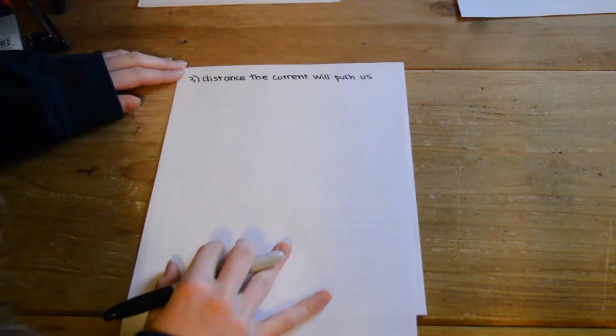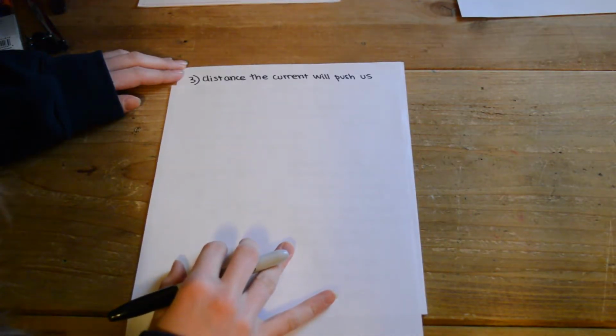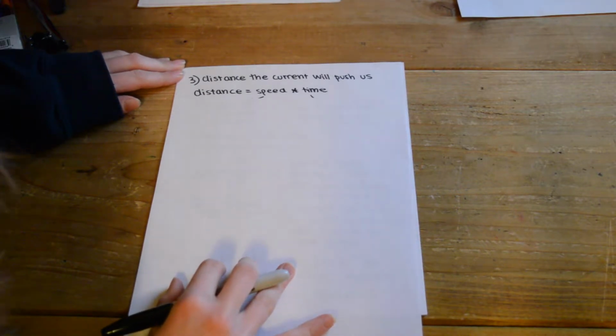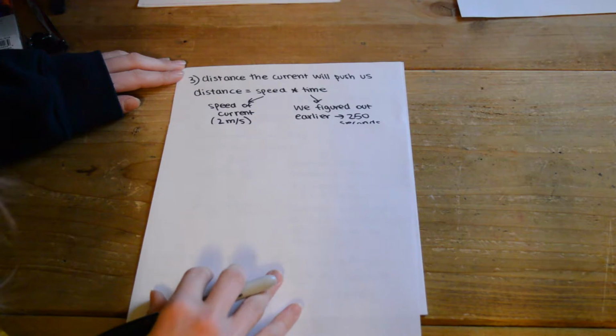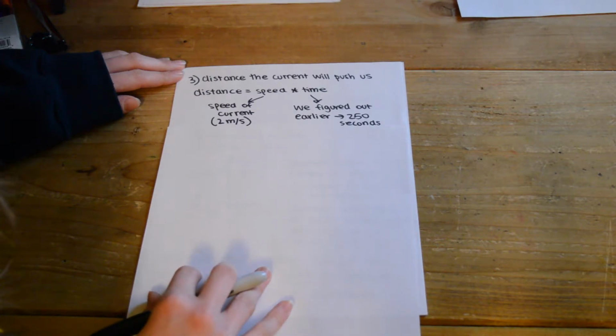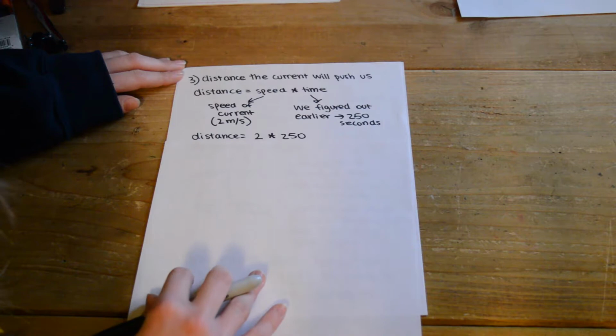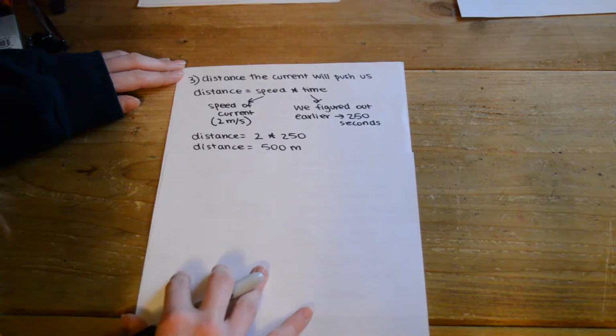The third thing we're going to figure out with this problem is the distance the current will push us towards the island. In this situation, we know the formula distance equals speed times time. With this scenario, the speed of the current is what we will be using, which is 2 meters per second, and we figured out earlier that the time is 250 seconds to cross the channel. We'll multiply 2 times 250 to get 500 meters, which is the distance that the current will push us while we kayak towards Blind Island.